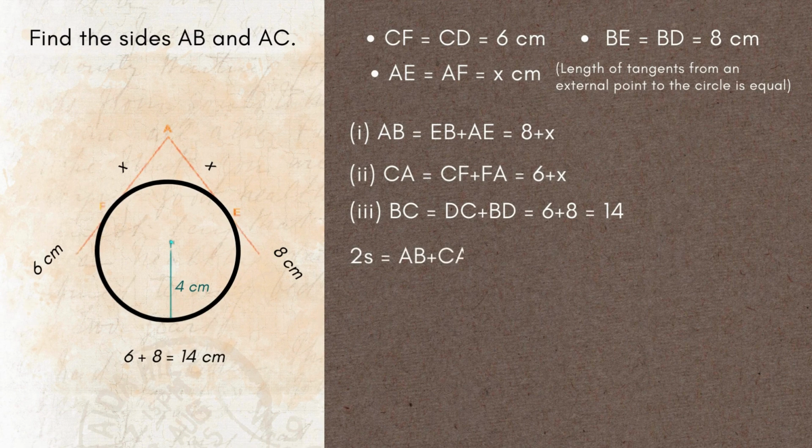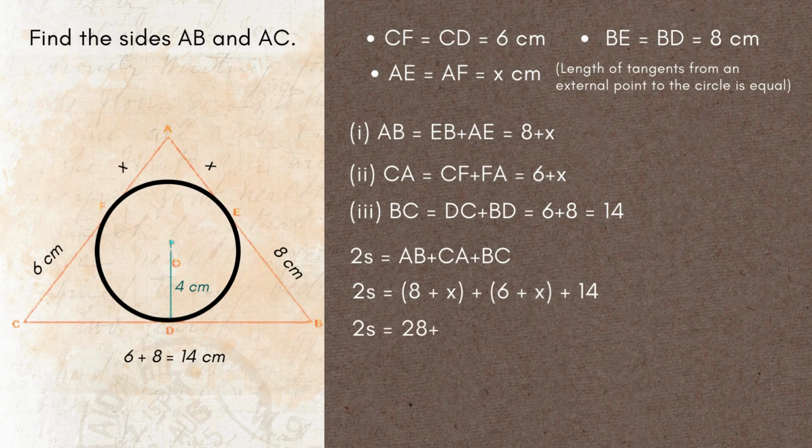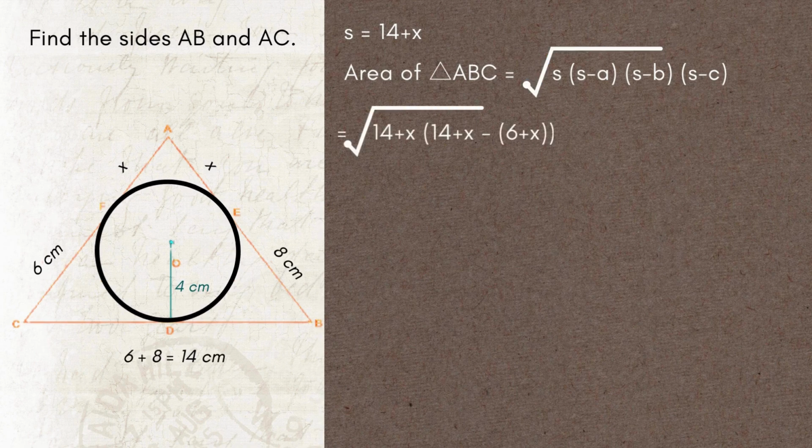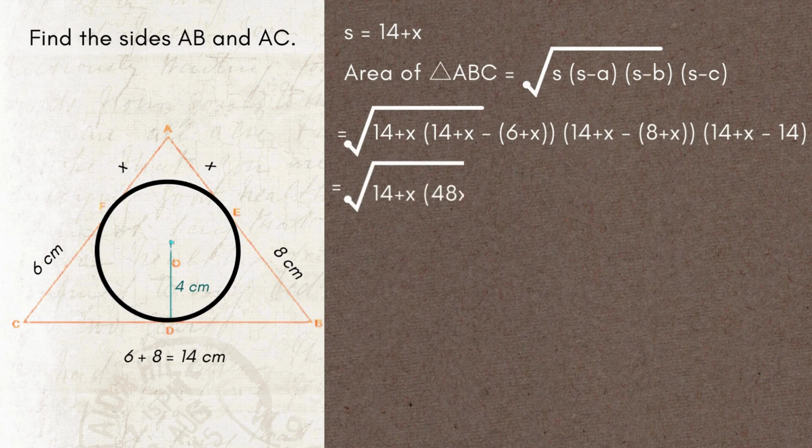The semi-perimeter of a triangle is given by the formula 2s, where s is the semi-perimeter, is equal to the sum of the lengths of the sides of the triangle. So, substituting the values, we get semi-perimeter as 14 plus x. Now, area of a triangle is square root of s into s minus a into s minus b into s minus c, where s is the semi-perimeter and a, b, c are the lengths of the sides of the triangle. Substituting the given values, we get this, which upon solving gives us square root of 14 plus x into 48x.